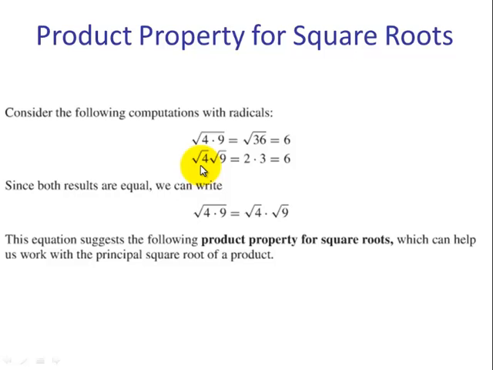Now what if we look at the square root of 4 times the square root of 9? The square root of 4 is 2, because 2 squared is 4, and the square root of 9 is 3, because 3 squared is 9. 2 times 3 is 6. Since both results are equal, we can write the square root of 4 times 9 is equal to the square root of 4 times the square root of 9. This equation suggests the following product property for square roots, which can help us with the principal square root of a product.